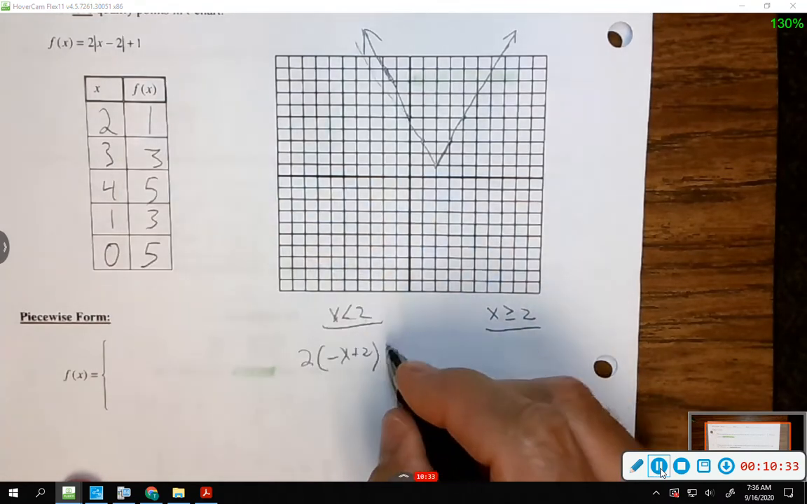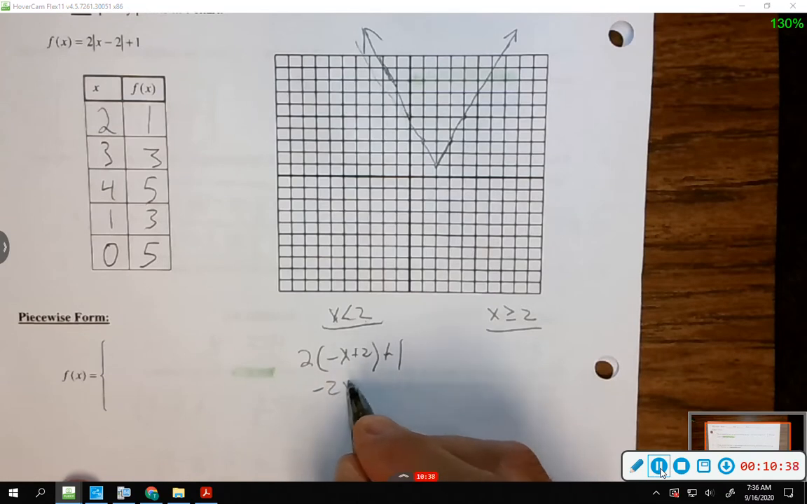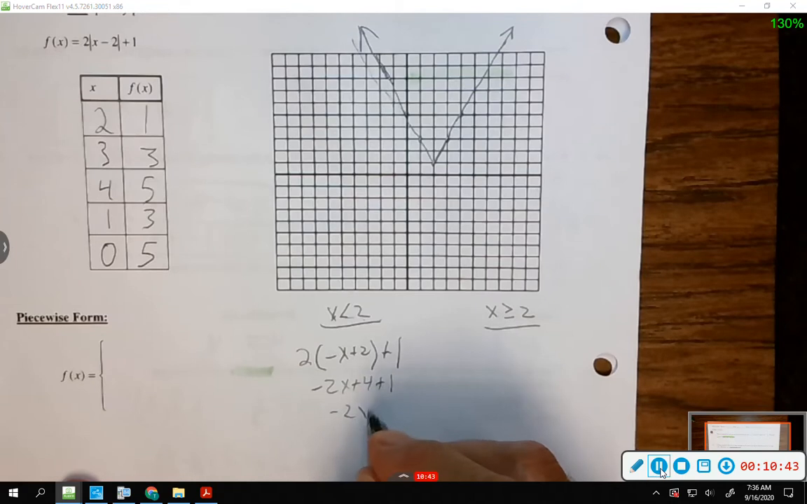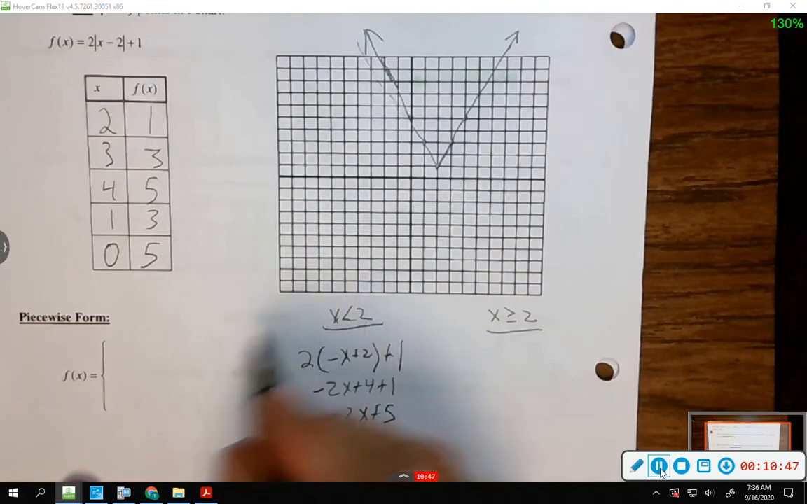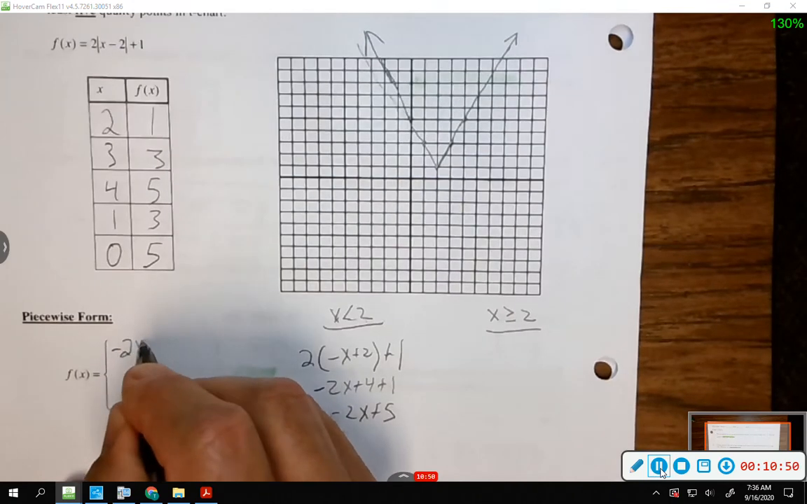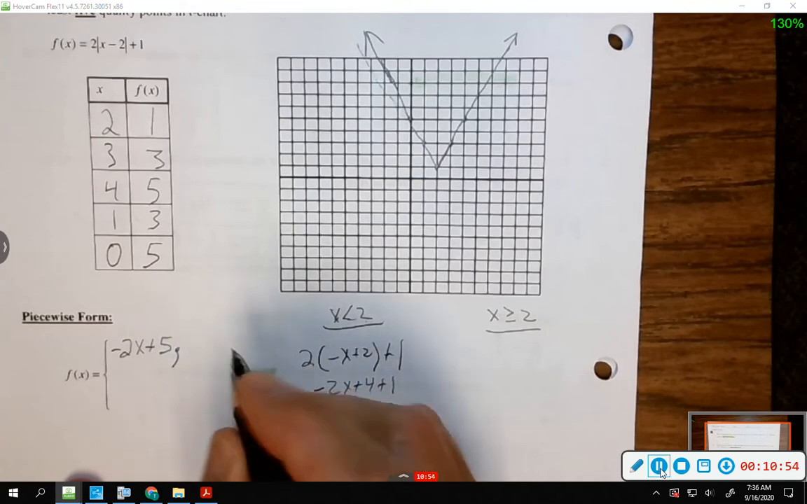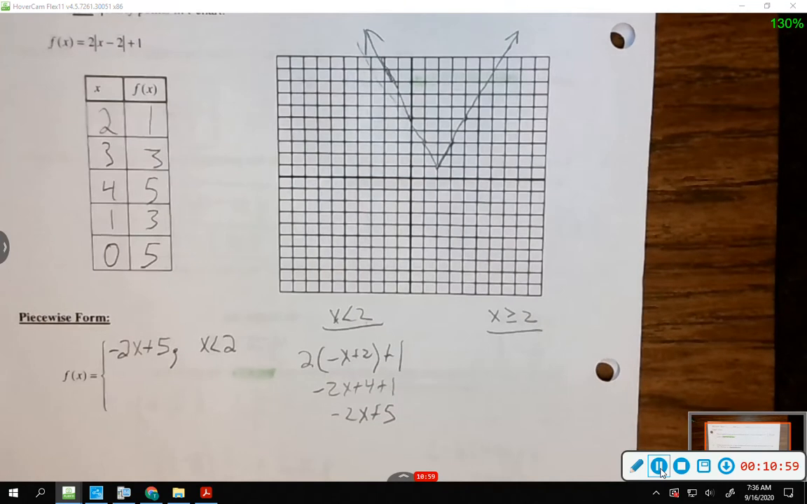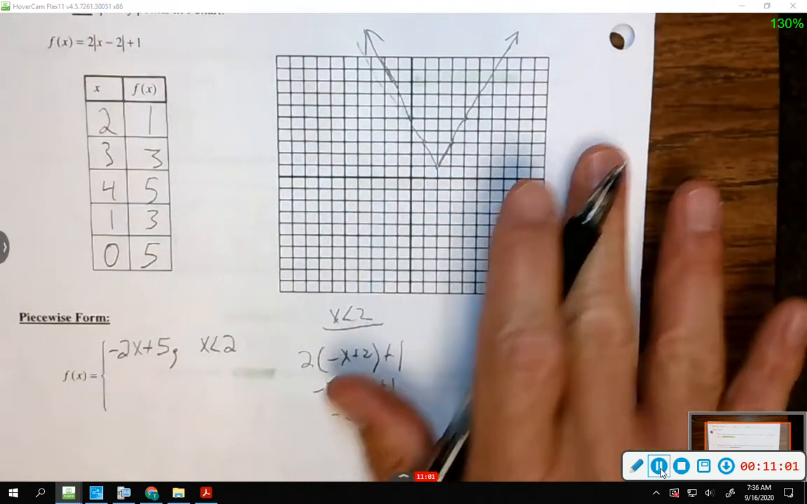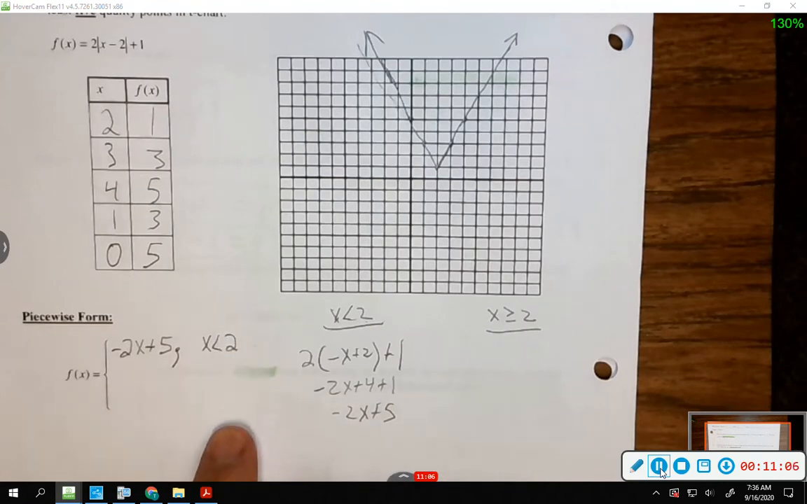And then don't forget to add the 1. And if I distribute the 2, I get negative 2x plus 4 plus 1, which is negative 2x plus 5. That is the left-hand piece of this piecewise function. The left-hand piece would go first. Negative 2x plus 5, comma, and then the domain. It must be written in proper piecewise function. Describing the graph from left to right, goes top to bottom, functional part first, then the domain.